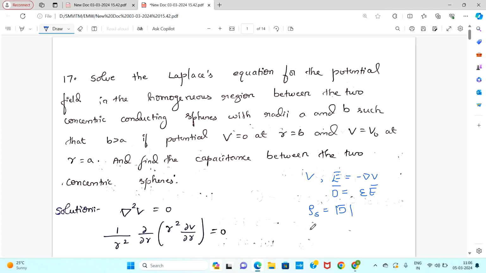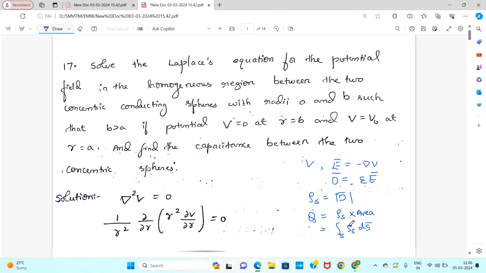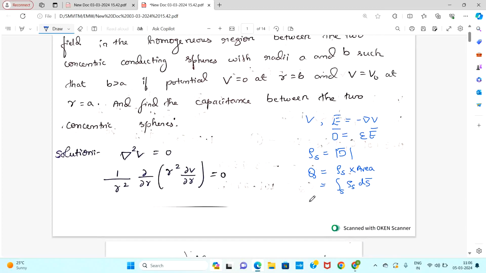And once we get this rho s, we are going to find out the charge value. The charge can be either taken as rho s into area if it is discrete, or you can find it as surface integral of rho s into ds in case it is continuous. Then once the charge is calculated, the next thing you're going to find is the capacitance value, which is charge by potential. So in this video, we are going to see the problems based on finding out capacitor value.